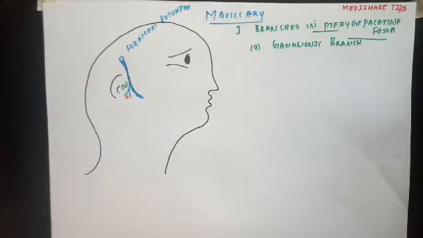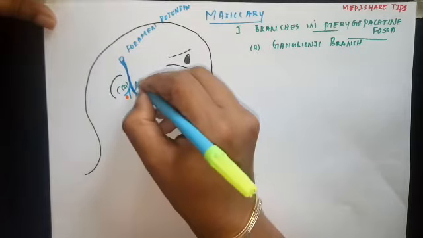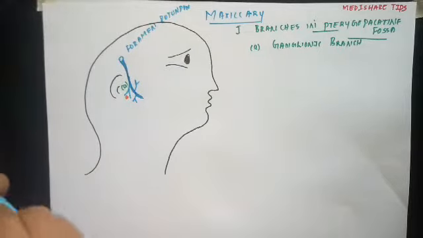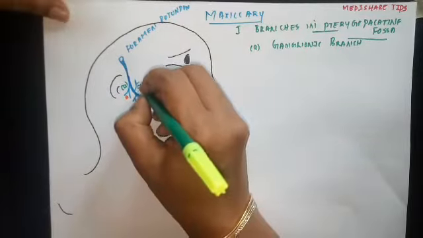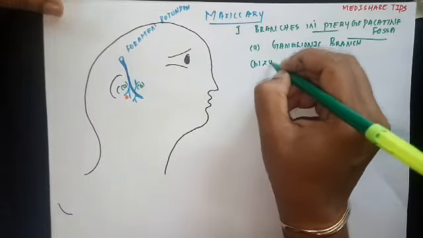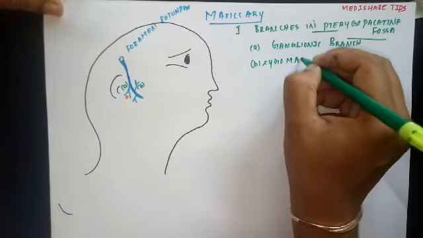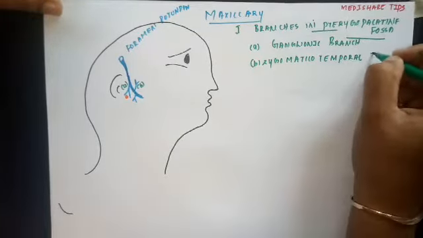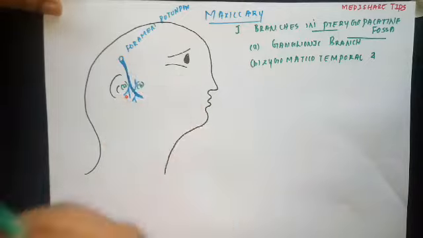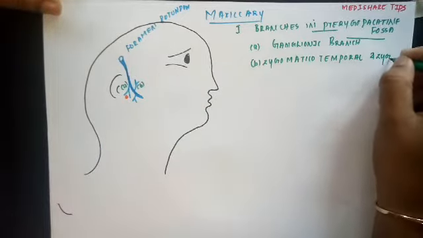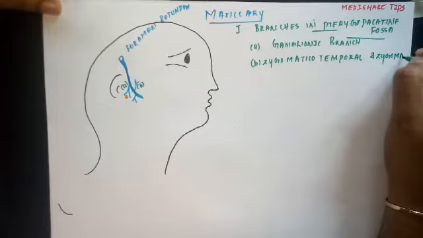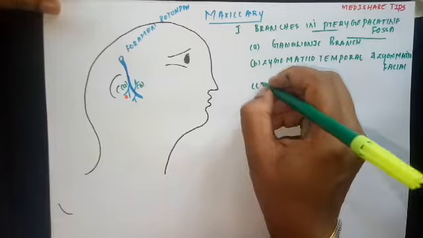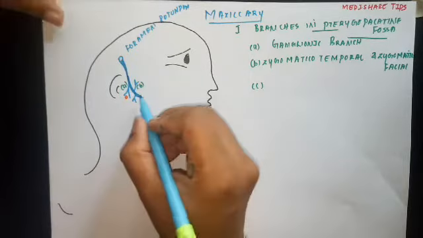It also gives out sensory branches here, known as zygomatico-temporal and zygomatico-facial, labeled as B. These supply the skin over the temporal and the facial regions at the region of the zygomatic bone.